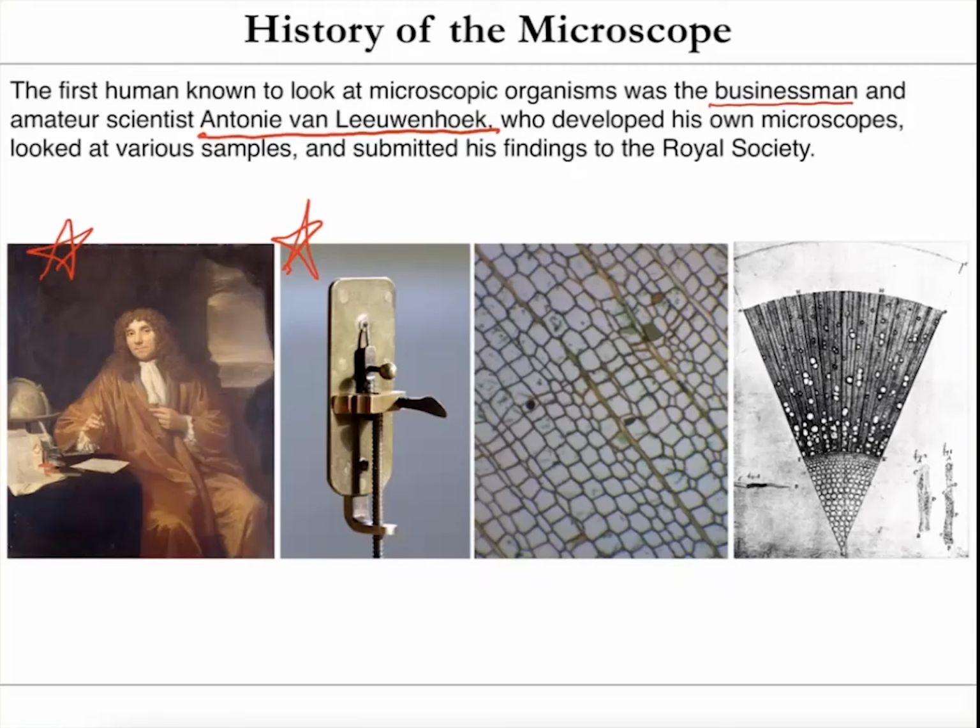And he made detailed sort of drawings. So this is a drawing that he made of cork. And he actually submitted his findings to the Royal Society in England. And that's sort of how the birth of modern microscopy and modern cell biology started.